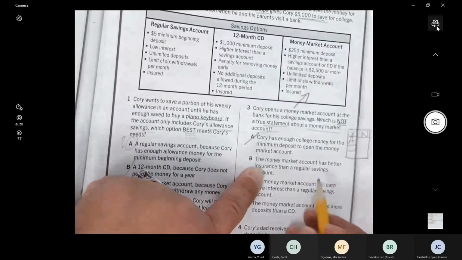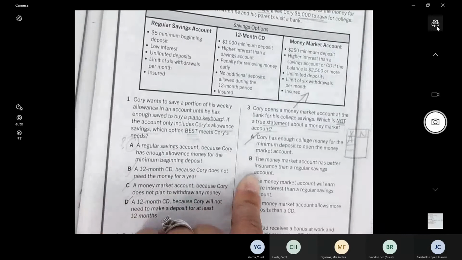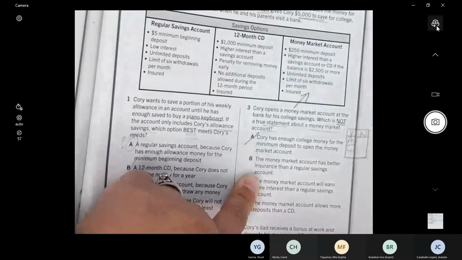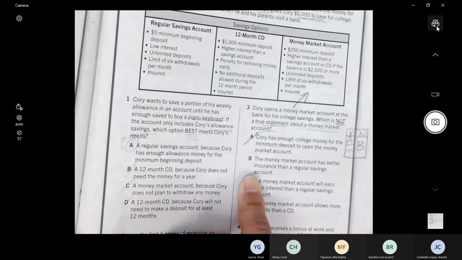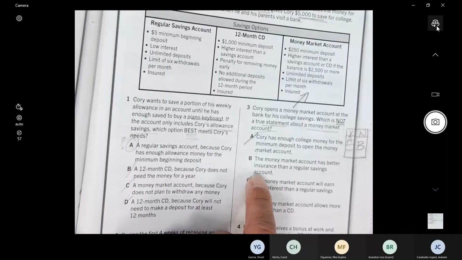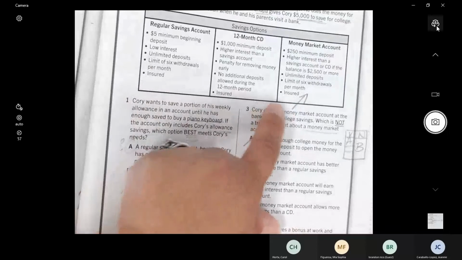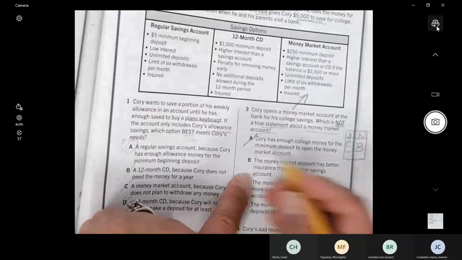B, the money market has better insurance than a regular savings account. Where do you think that goes? Regular savings account. How do you know that? Why? None of them say anything about the insurance. So they all say insured, but none of them says better insured, right? They're just all insured. So that is my no answer.